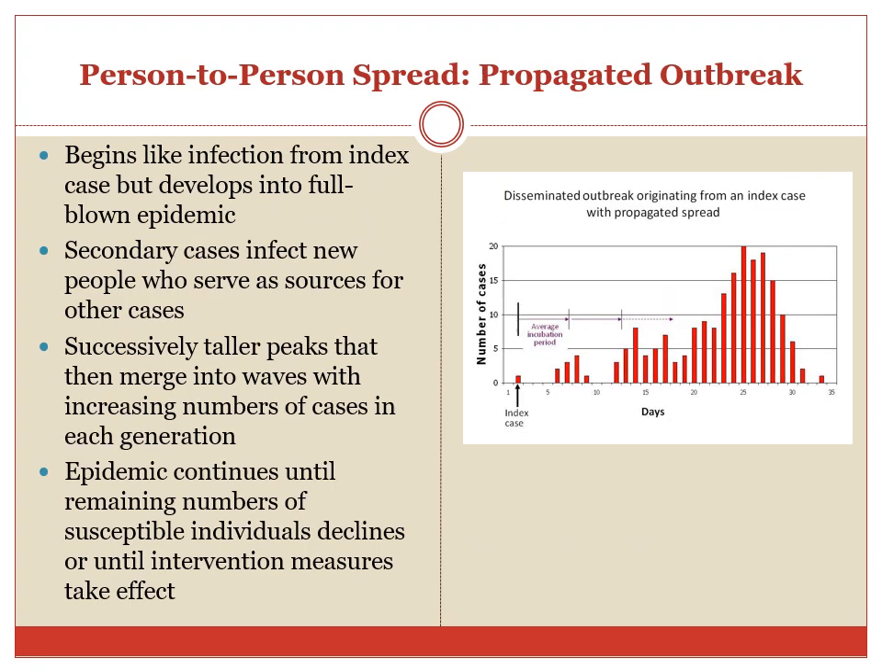That's not what is happening right now. What is happening right now is person-to-person spread with propagated outbreak. It begins like an infection from an index case, like this, and you have a small number of cases, but then these cases will infect others, and these cases will infect others. And what we see is successively taller peaks of infection. So one case, a few cases, more cases occurring, because there is a propagated spread and every person is behaving like a source for other cases.